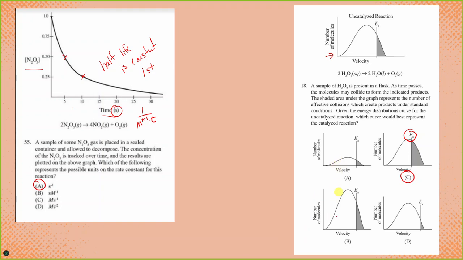So this one flattened, this one, B, got taller. This one also looks a little bit flatter. So you want to make sure that your bell curve is the same on that one.